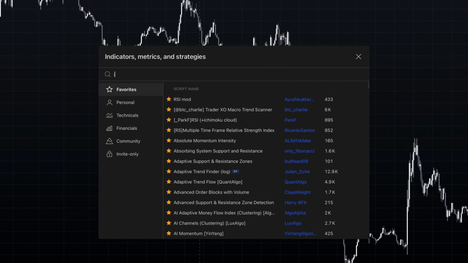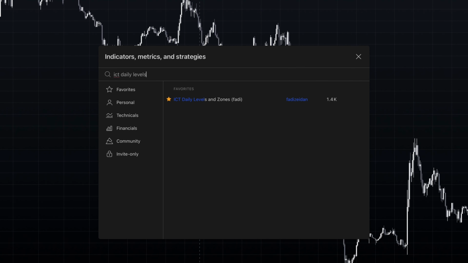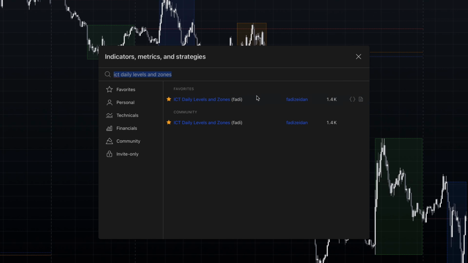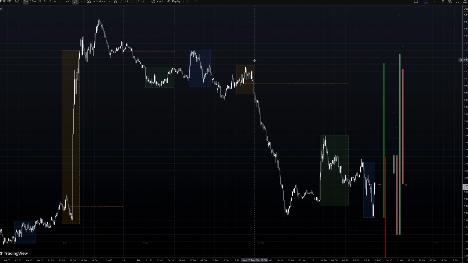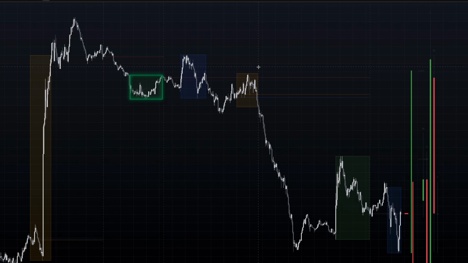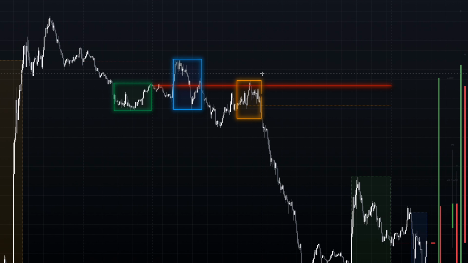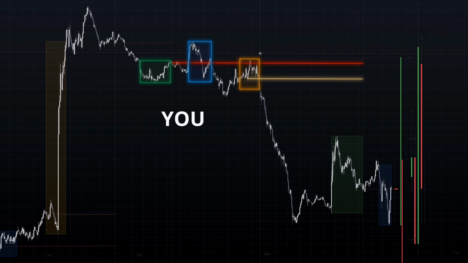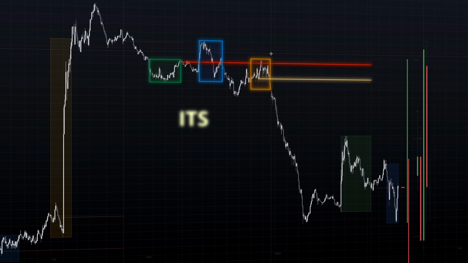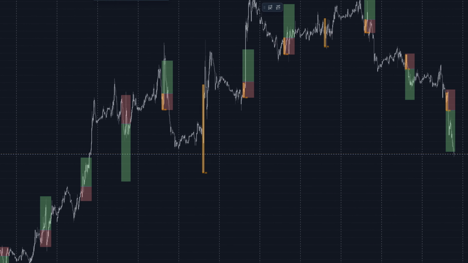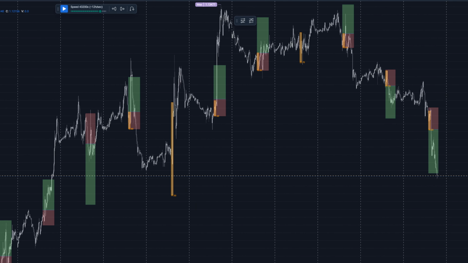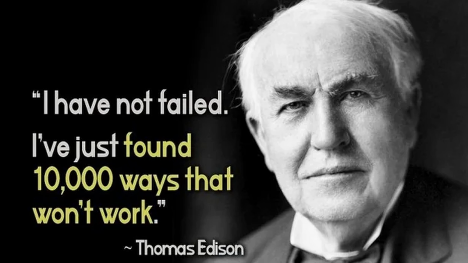After studying ICT concepts, I tested the ICT Daily Levels and Zones indicator by Fadi on TradingView to see if institutional timing and levels actually translate into consistent results. Let me walk you through the core concepts this indicator tracks, then I'll show you the backtesting process I use to measure its performance. Because as traders, we all know backtests don't pay the bills, but they might just save you from blowing the account.